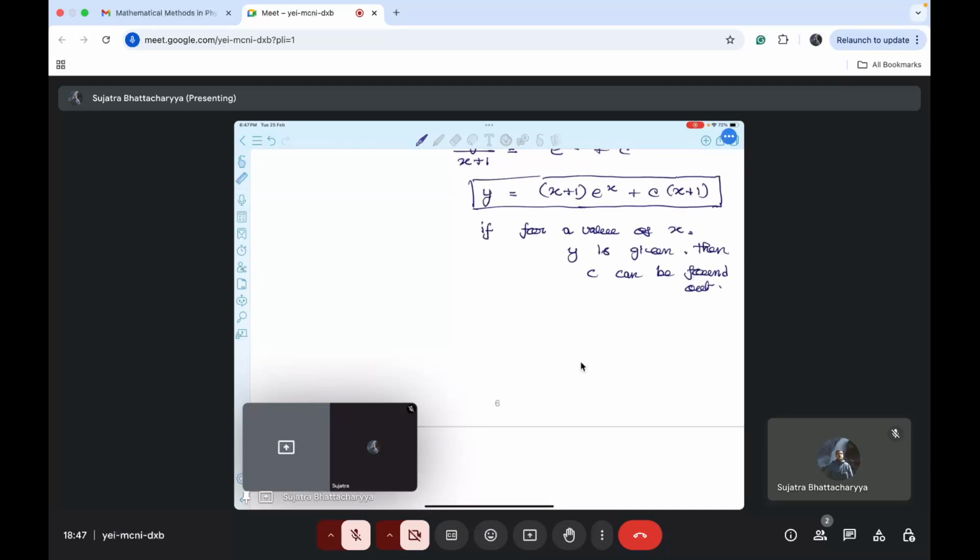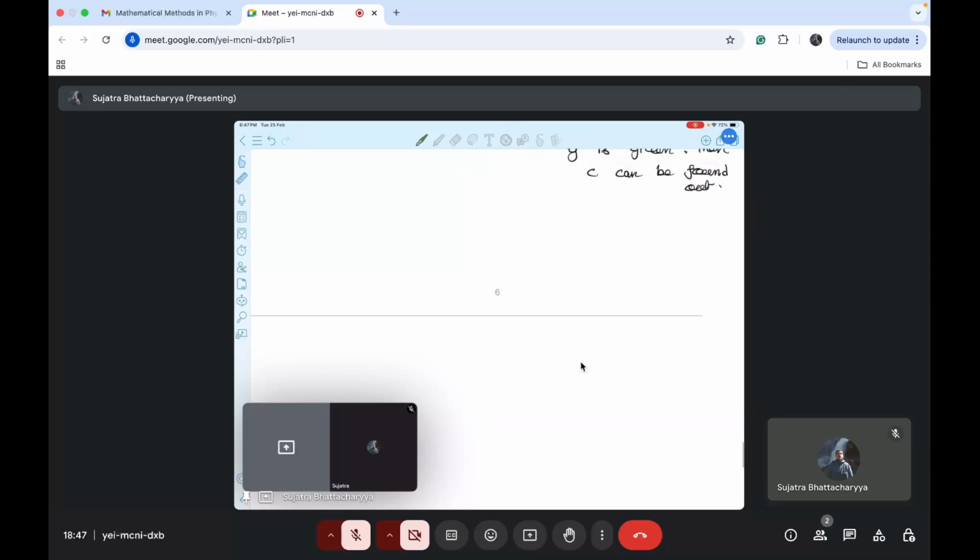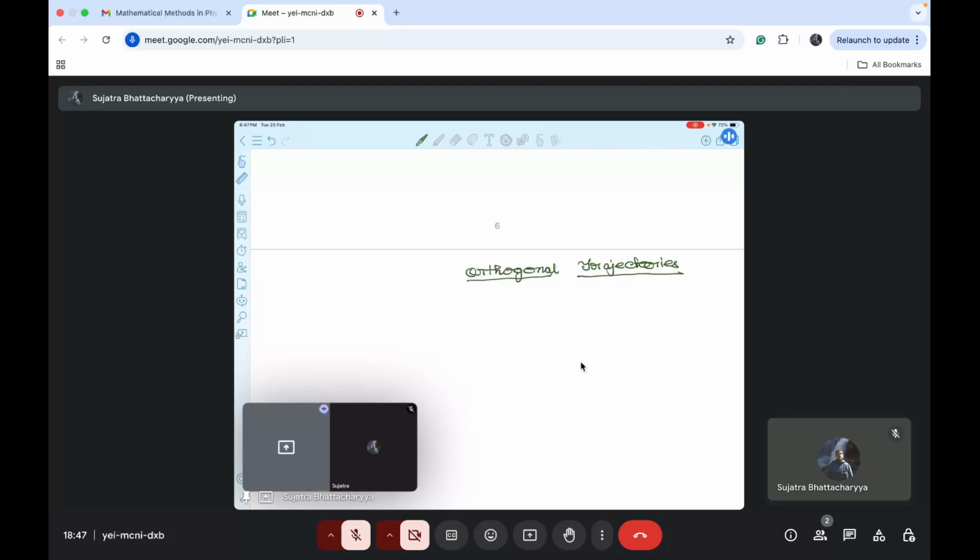Fine. Let's see, next is the orthogonal trajectories. This is another concept which is actually interesting. Let me directly go to the next page. So the next concept is orthogonal trajectories. There's a good application of physics in this. You can clearly see when I write some examples.